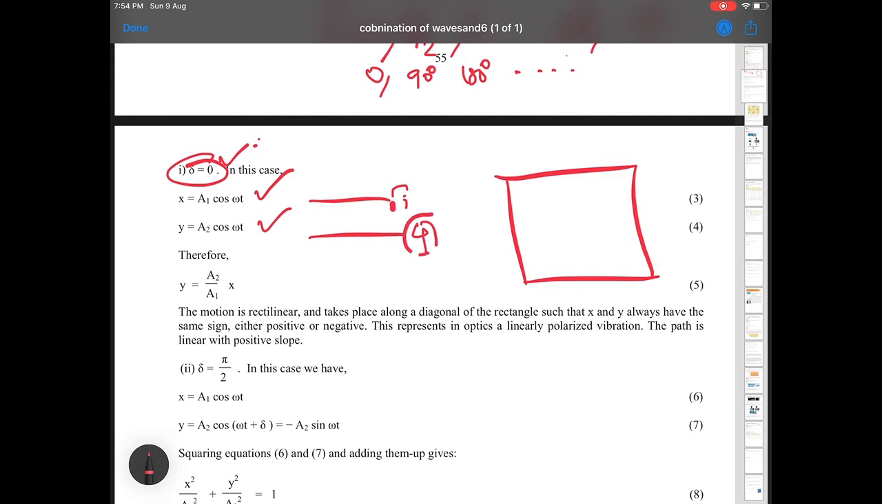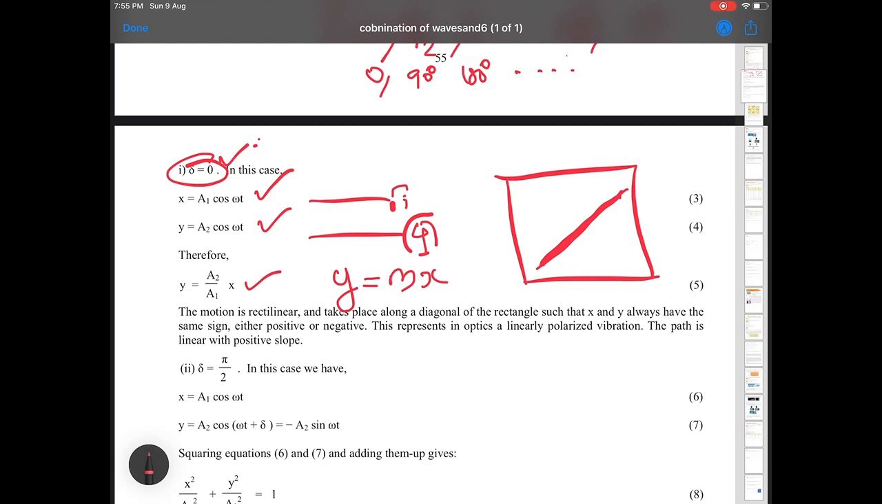If you divide equation number 4 by 3, we can write it in this form, right? Actually, it represents y equal to m, a constant, into x. So it represents a slope, a straight line passing through the origin, and the slope is positive, right? The slope m is the ratio of the amplitudes. So when we combine these two waves, we will get a waveform which will be like a straight line.